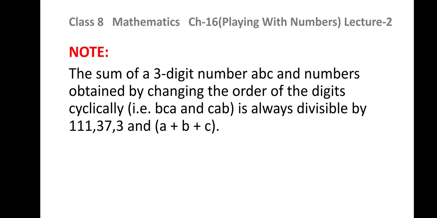So, the sum of a 3-digit number ABC and the numbers obtained by changing the order of the digits cyclically, that is BCA and CAB, is always divisible by 111, 37, 3 and A plus B plus C, which is the sum of the digits. This important point will be directly used in the questions. These points will directly help you solve the problems, because we have seen how this result comes about with the help of the examples.